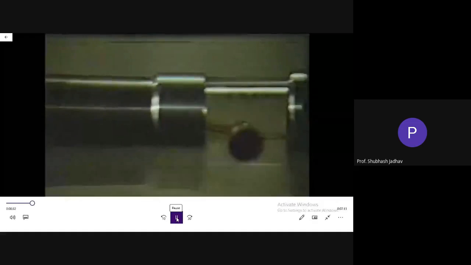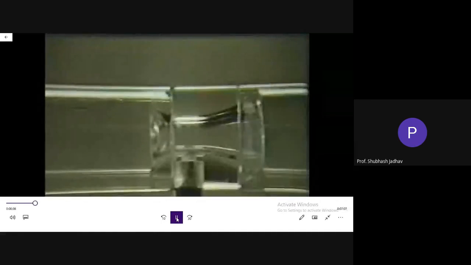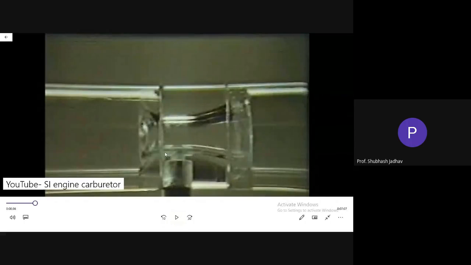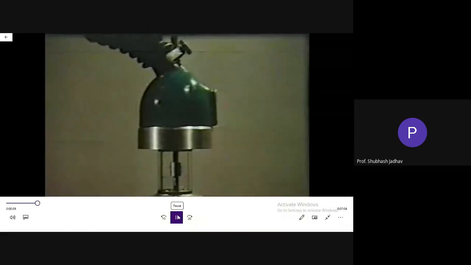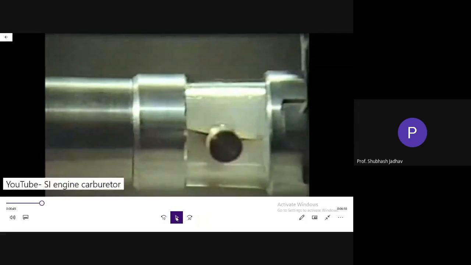So this is a tube. Here you can very clearly see that this is the venturi, and this is the pipe which is taking in the liquid that is being used. So this we can call the main metering system, and this is your venturi. Here the diameter is decreasing, then this is your throat, and then it is increasing. Air is being supplied through this. So you can see what is happening.